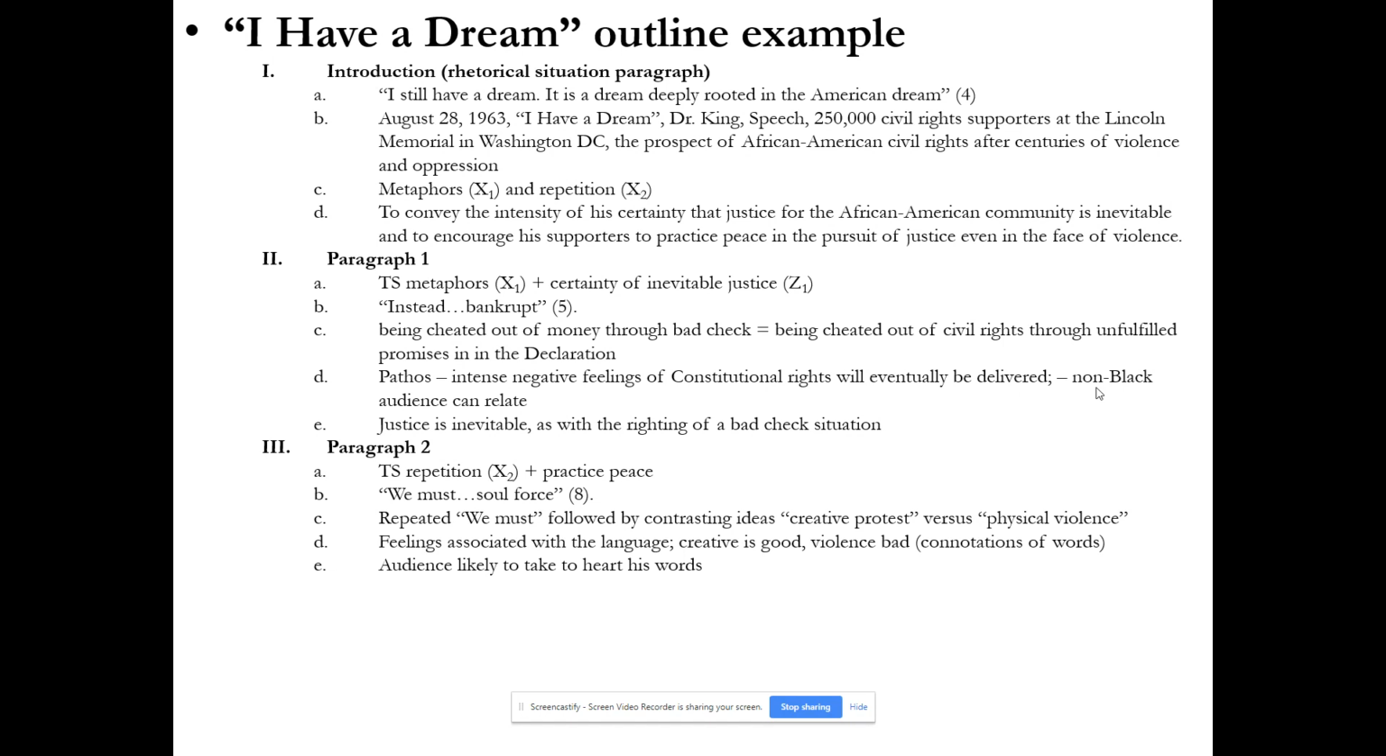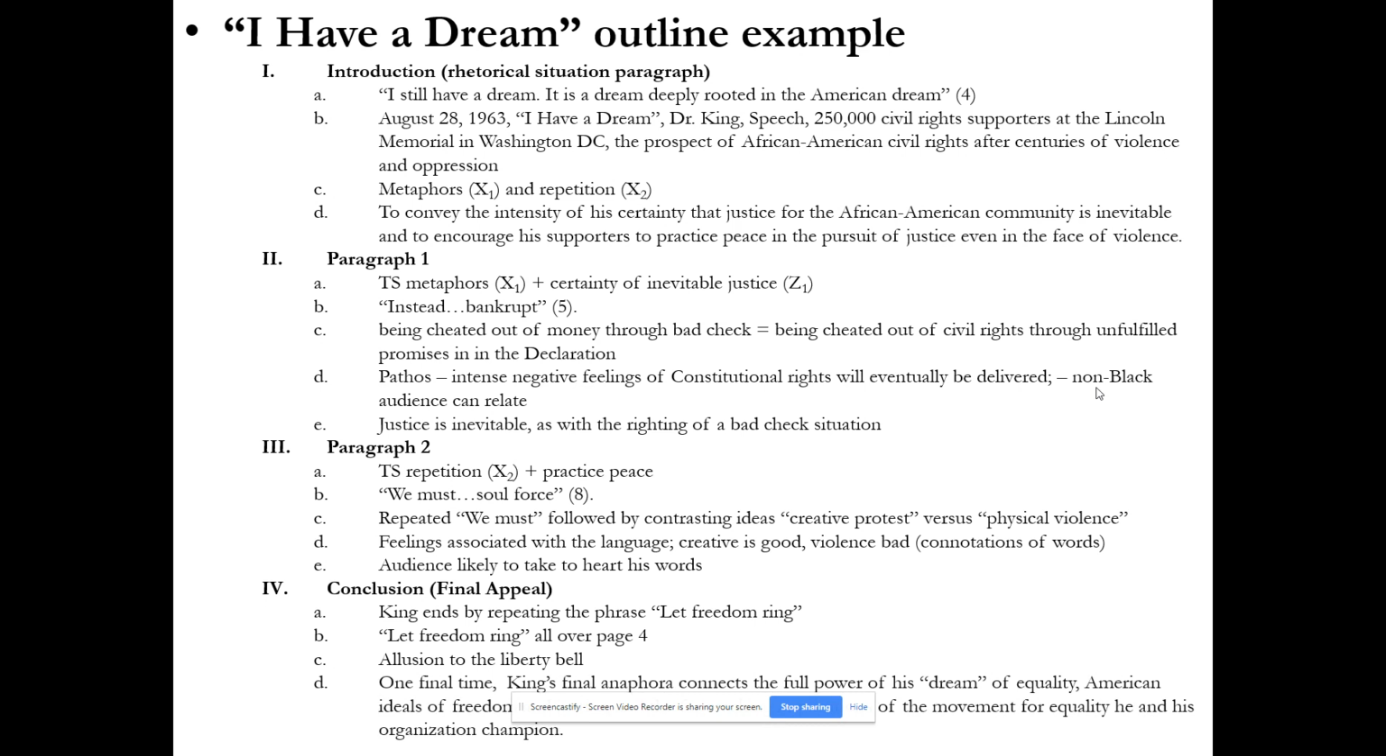And so if he's convincing enough in the conveyance of the importance of this idea, then he of course will be successful rhetorically. Now, conclusion. King ends by repeating the phrase "Let freedom ring." I would probably just quote "Let freedom ring" one time. It's because it's all over page 4. It's of course an allusion to the Liberty Bell, and I might want to write something like this.